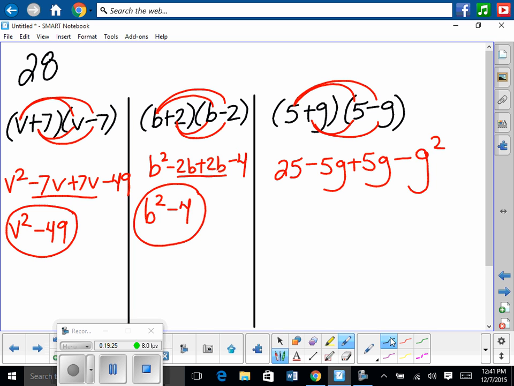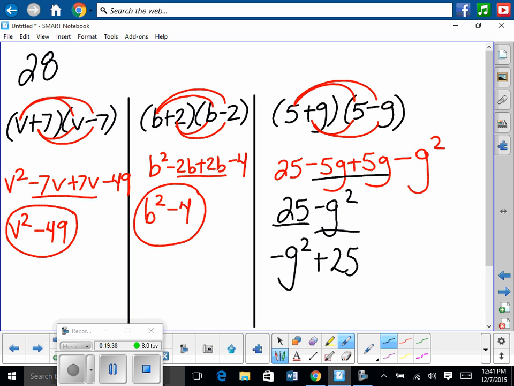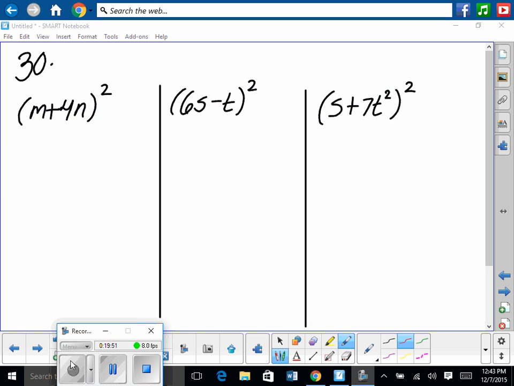So then from there, you'll combine like terms, 25. And then these happen to add up to be 0. And then we have minus g squared. Now if we write this in standard form, that's negative g squared plus 25. It was positive 25 minus g squared. So if we rewrite it like this would probably be even more correct, writing it like this. Negative g squared, and it was positive 25, so plus 25.